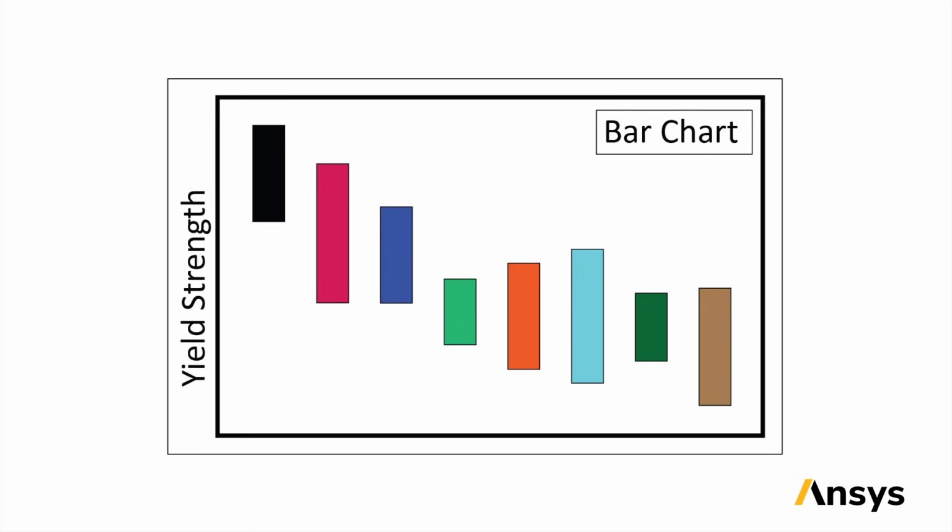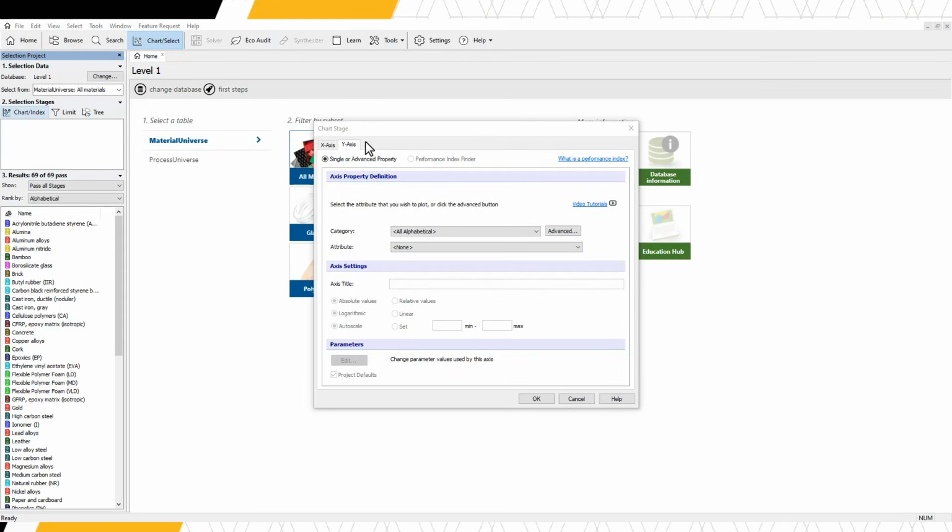The first chart we will create is a bar chart. Bar charts are plotted on only one axis and require attributes with continuous or ranged values. For this example, let's create a bar chart with yield strength along the Y axis. From the Category drop-down menu, select the property type of interest. For this example, we want mechanical properties.